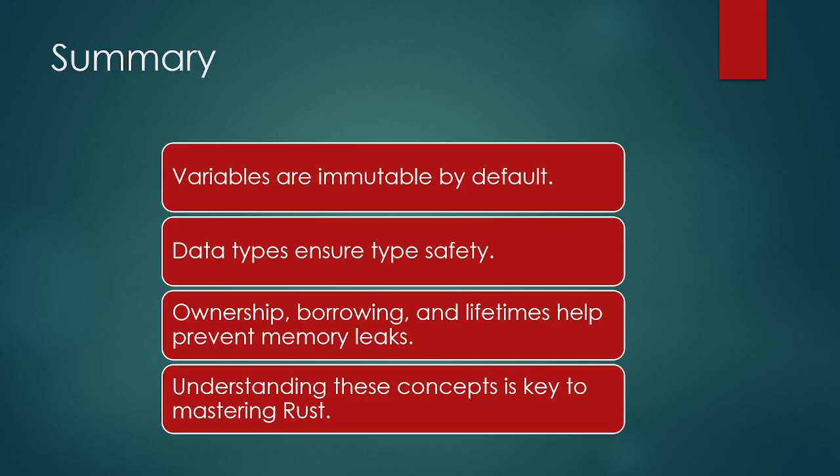If I'm speaking very fast, please let me know. The next topic is data types. Data types ensure type safety. If we declare a data type explicitly, fine; otherwise Rust internally does the type inference. This is called type safety. Then we discussed ownership, borrowing, and lifetime, which help in preventing memory leaks.